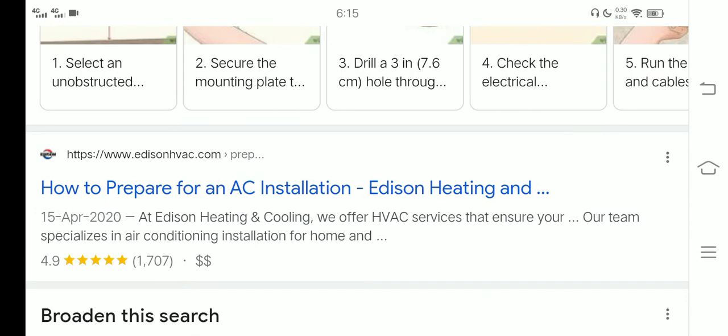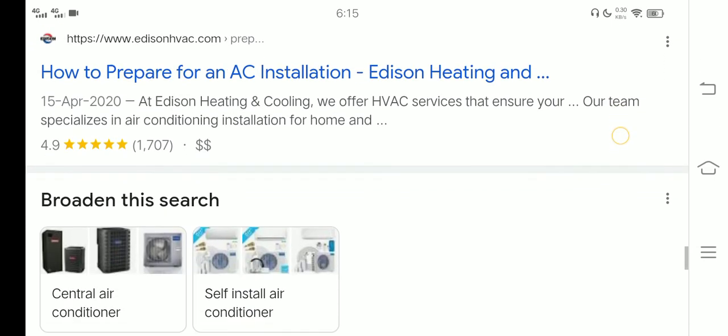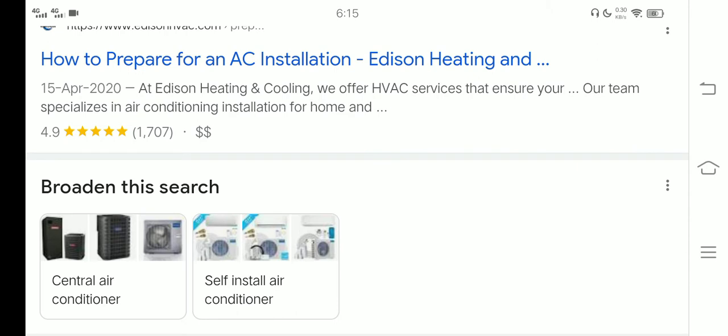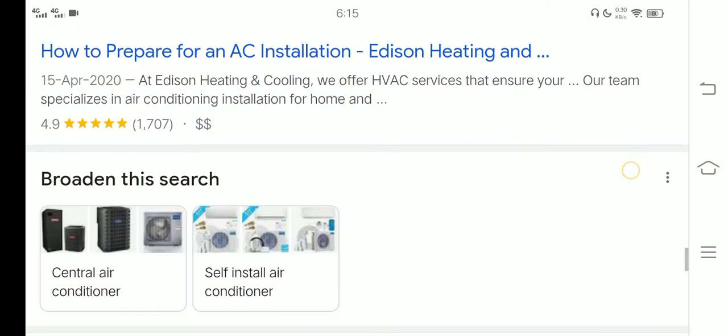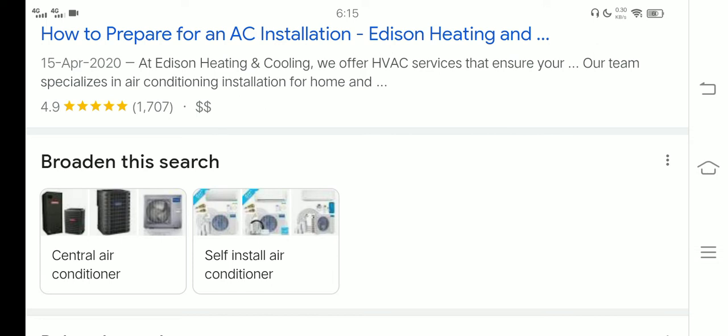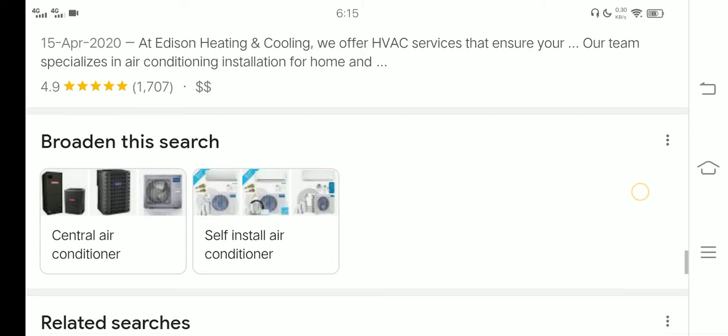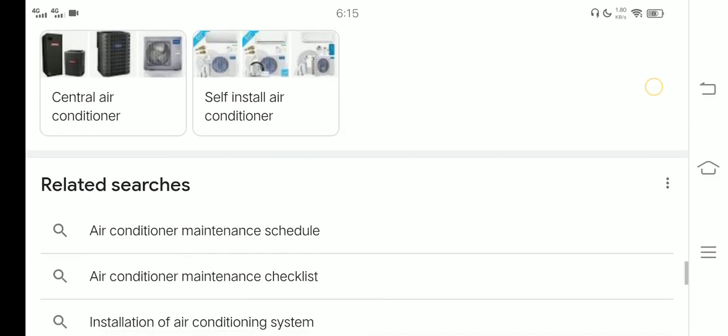How to prepare for an AC installation and reduce heating. We offer HVAC services that ensure your comfort. Our team specializes in air conditioning installation for home and business.